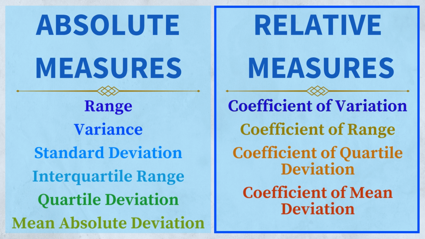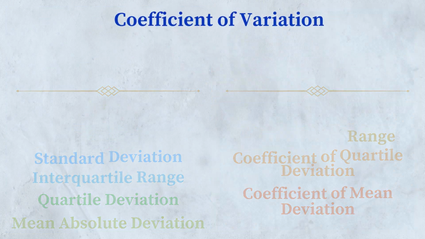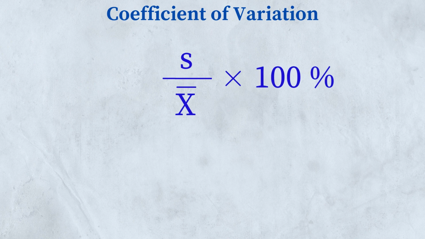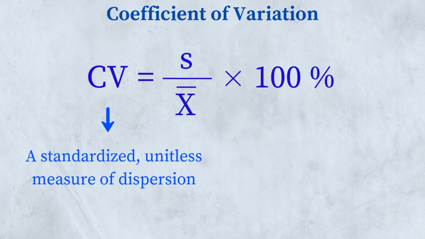Let's start with the coefficient of variation. If we divide the standard deviation of the sample data by its mean and multiply it by 100, we get the coefficient of variation, which is the ratio of the standard deviation to the mean, expressed as a percentage, and serves as a standardized, unitless measure of dispersion. This value allows us to compare the variability between datasets with different units or scales.